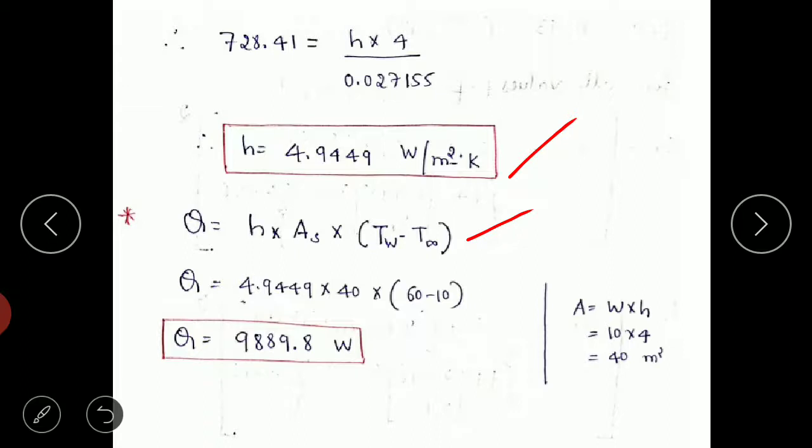We are taking AS as W into H. It is a rectangle surface, and we are taking the surface area of one of the surfaces. W into H will be 10 into 4. From the surface, heat transfer is happening, so it is the area normal to the direction of heat transfer. So the area is 40 meter square, which is substituted here, and the value of Q is calculated.